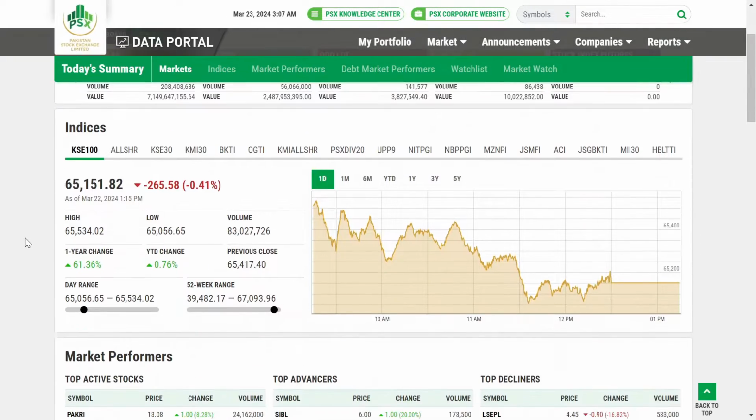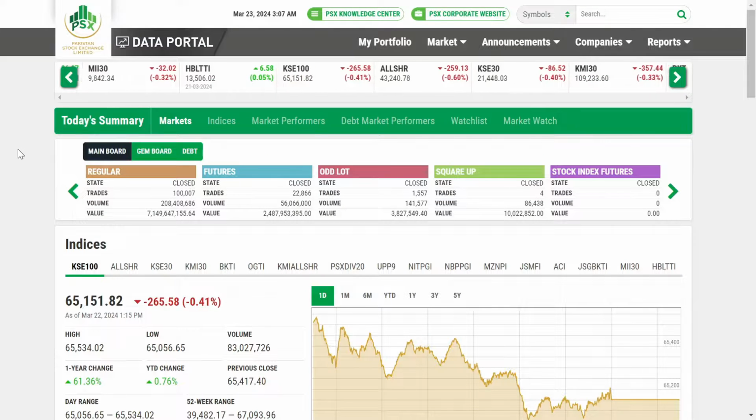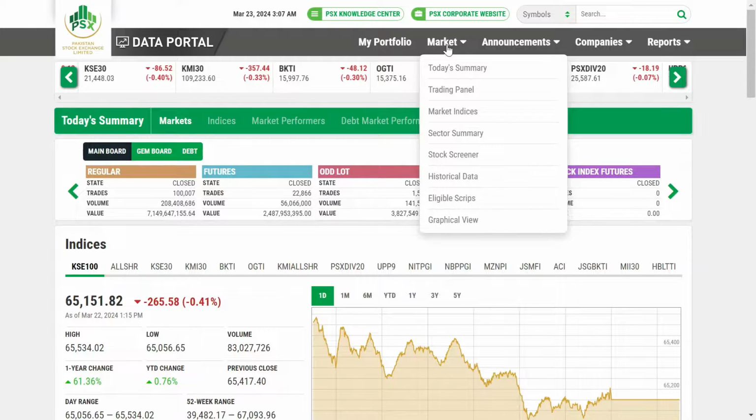Instead of going into the detail of what is here, straight away we will move on to how to screen these stocks for high dividend yield. So what you have to do is go onto this market, and from this drop down menu you need to click this stock screener.